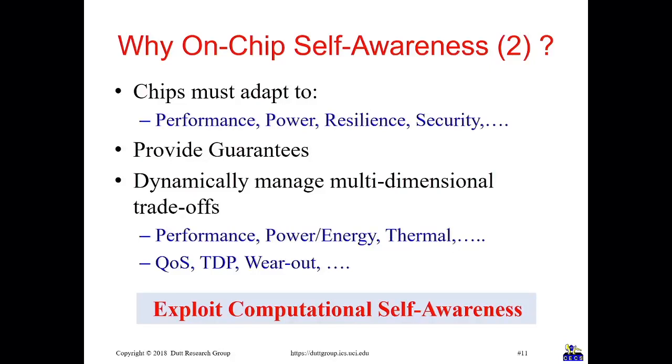So at some instance, some epoch of time, maybe you're really performance-driven. At some other time, maybe you have a thermal design emergency, and you may be worrying about security at other times. So how can you build these systems that can adapt to these different constraints over time? And so that's sort of the idea of being able to dynamically manage multi-dimensional trade-offs across various dimensions and to satisfy different constraints at any time.